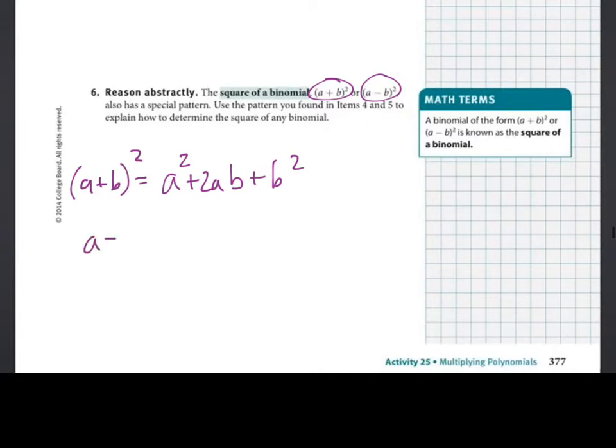If it was a minus b, you would take the first term and square it. You would multiply the first term and the second term, and you get negative 2ab, because you have to also multiply by 2, and then you square the last term. I don't think that this is a really good trick right here. I like the difference of squares better than this one.